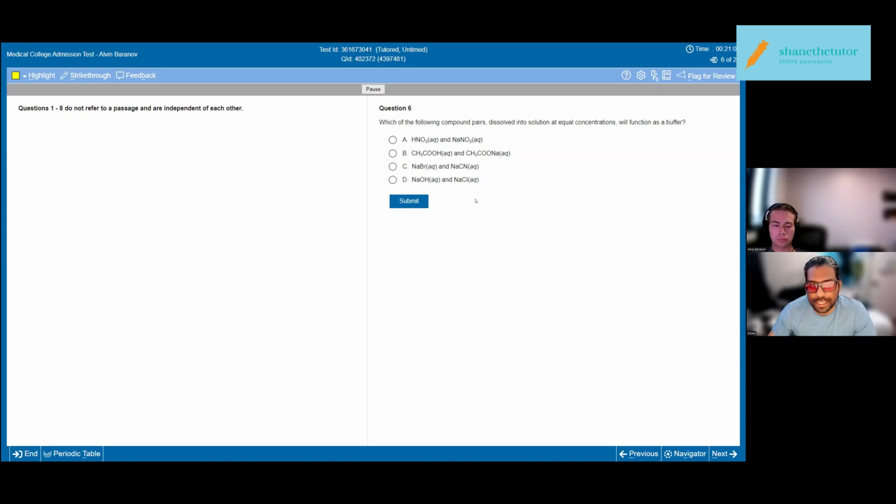So buffers are going to resist changes in pH. That will typically consist of a weak acid and its conjugate base or a weak base and its conjugate acid. So we want to look for weak things here. Anything jump out at you if you're looking for strong things? NaOH is a strong base, super strong. So that's not going to be it.